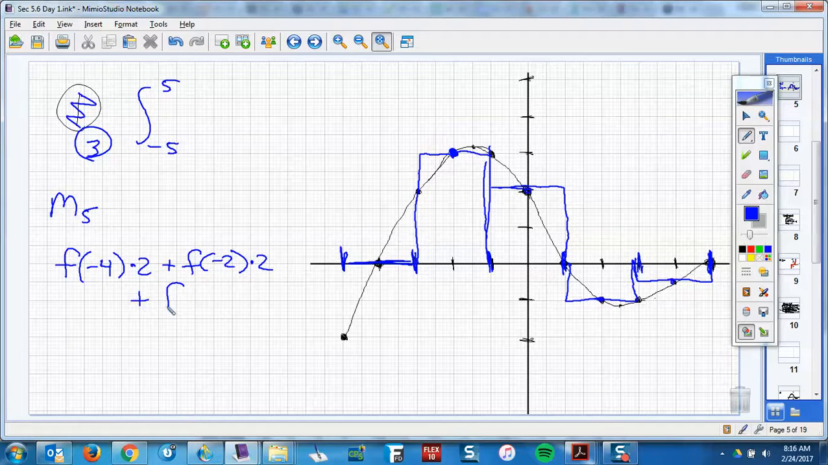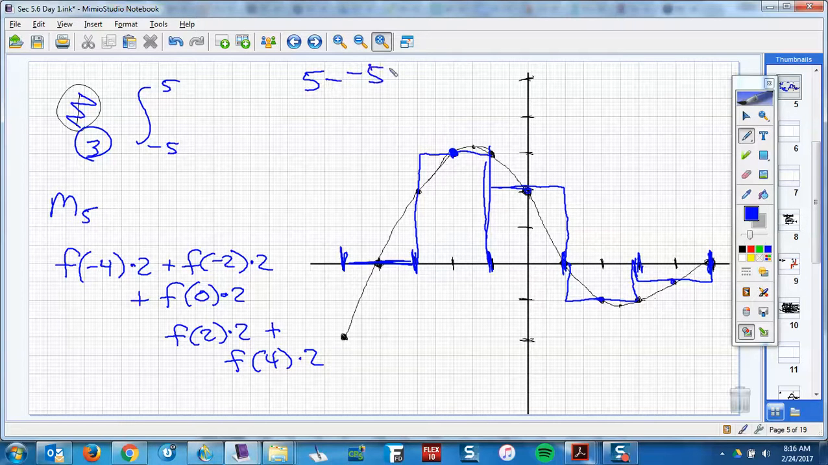I was mostly looking at your pictures, but to be honest with you, this is way more important. I mean, you've got to be able to draw the pictures, but you've got to be able to write this out, okay? We've got to be able to write out this thing here. Height times width, height times width, height times width. The width of these is 5 minus -5 divided by 5, so that's 10 divided by 5, so the width is 2. That's how we know our width.